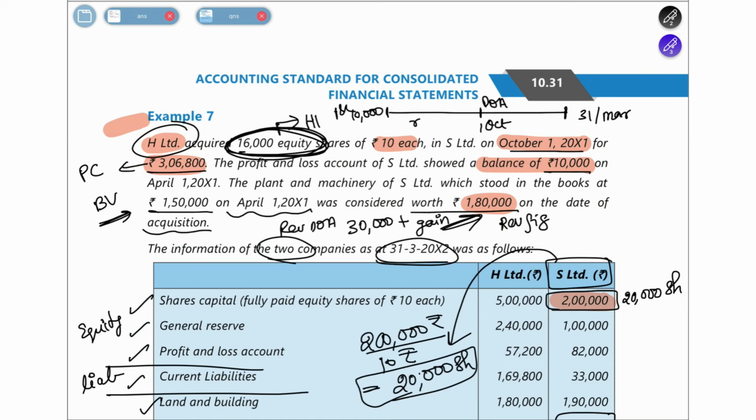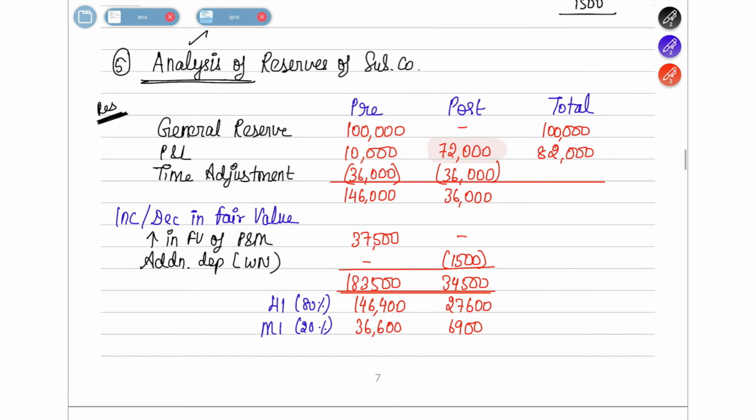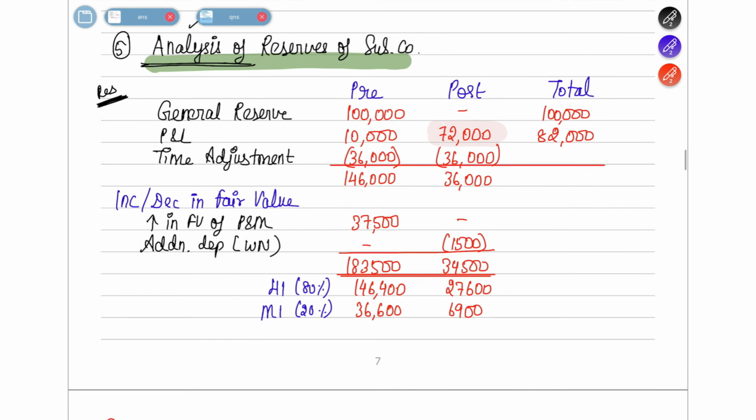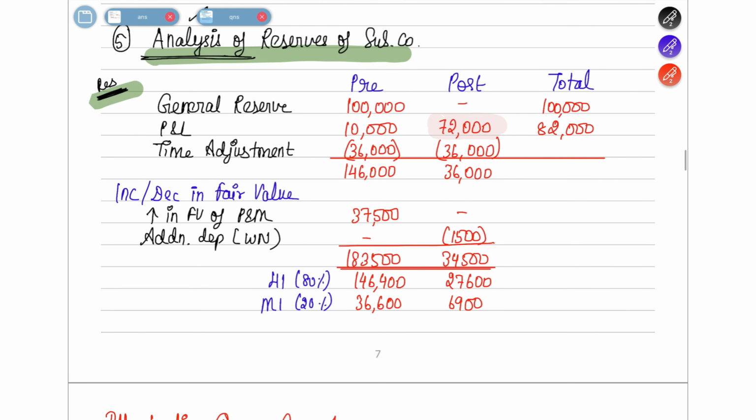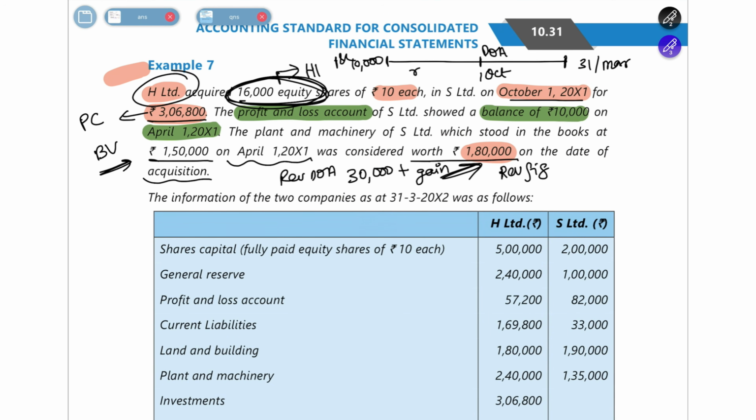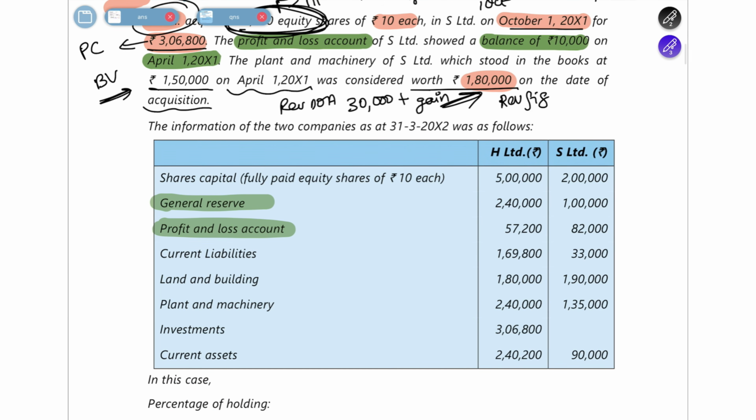So in our question, if you see, let's start by preparing the analysis of reserves of subsidiary company. First you have to write all your reserves. Let's move back to the question. In the question you have 2 reserves, the general reserve and the P&L account. Of the subsidiary company, you have to see what value is given. S Limited: 1 lakh rupees of general reserve and 82,000 of P&L account.